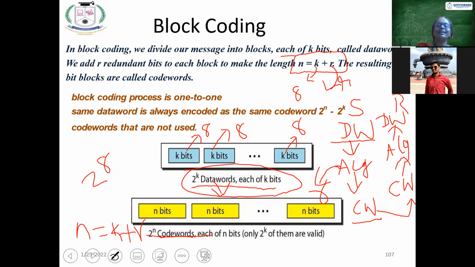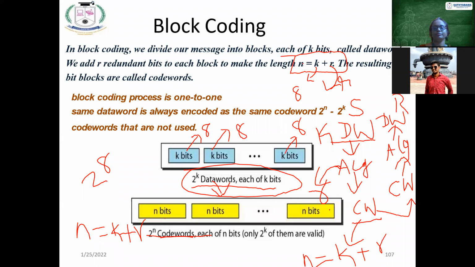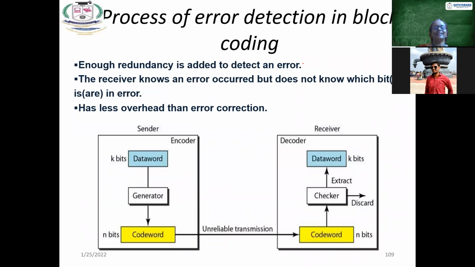So, for example, K is the data word length and R is the redundancy bit length. The code word length N equals K plus R. Have you understood? K plus R. I have told you that the K bits go into the generator, and we are generating R, which is my redundancy bit.